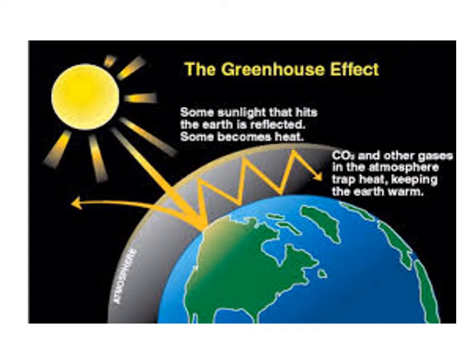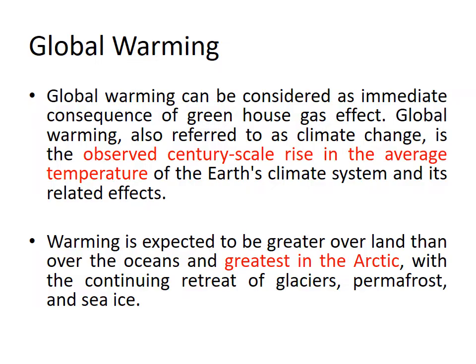Look at the diagram now. The diagram shows the greenhouse effect. You can see on the left hand side you have the sun. Some sunlight that hits the earth is reflected, some becomes heat, and earth is shown here. Carbon dioxide and other gases in the atmosphere trap the heat from the sun, keeping the earth warm. This effect is known as the greenhouse effect.